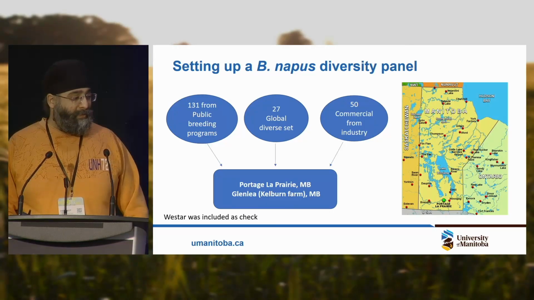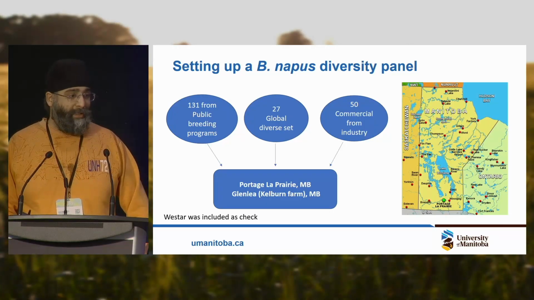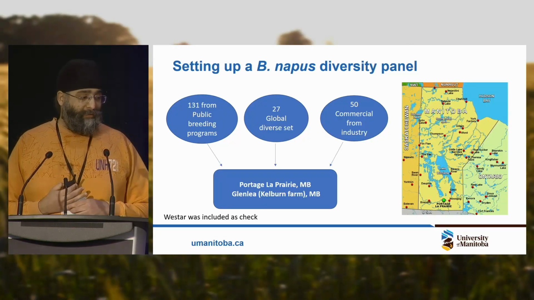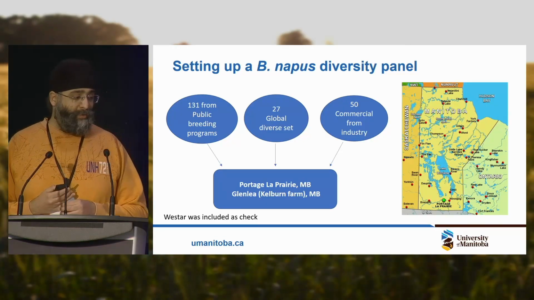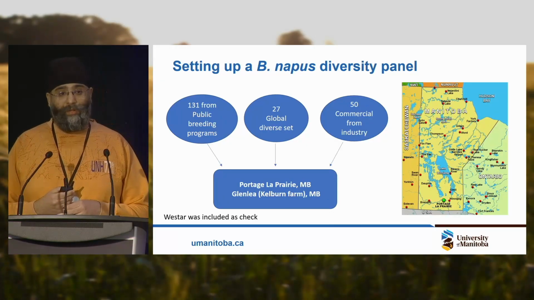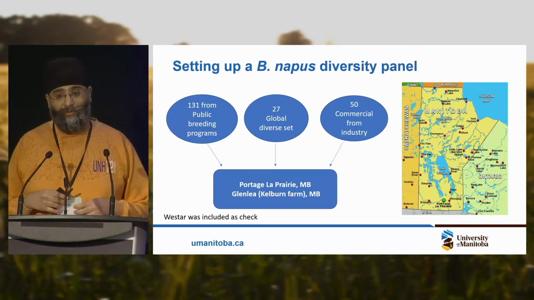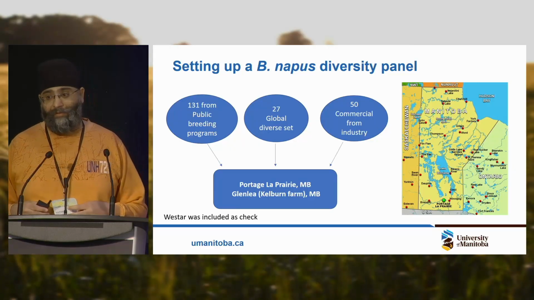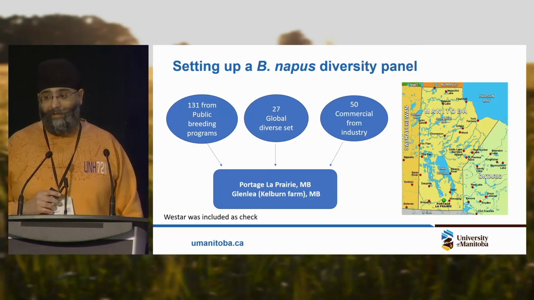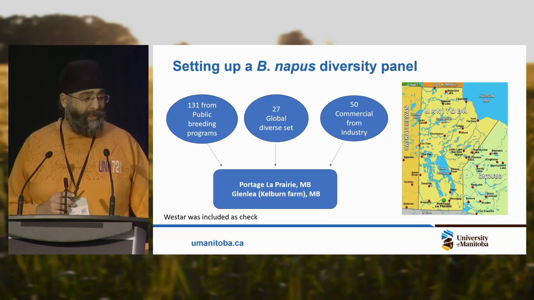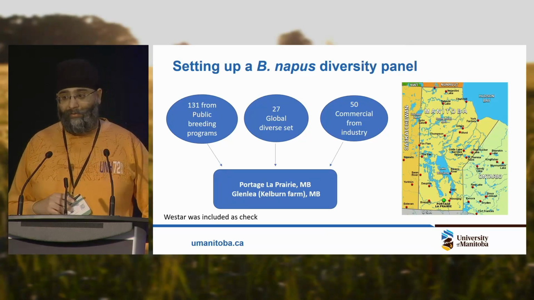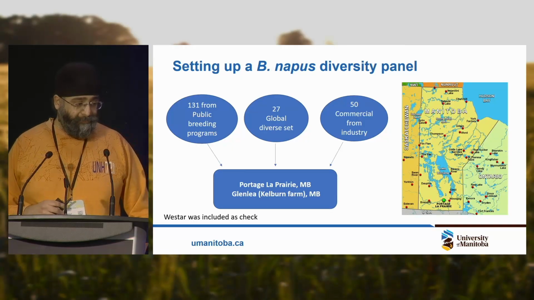So we got 131 genotypes from public breeding programs, the one at U of M, and also at Sally Vale at AAFC here in Saskatoon. We included 27 lines from BNA Assist. This is a global diversity panel, which comprises canola accessions collected throughout the world. We selectively took only spring types from this and avoided the winter types. And we got around 50 lines from our commercial partners, the seed producing industry here.